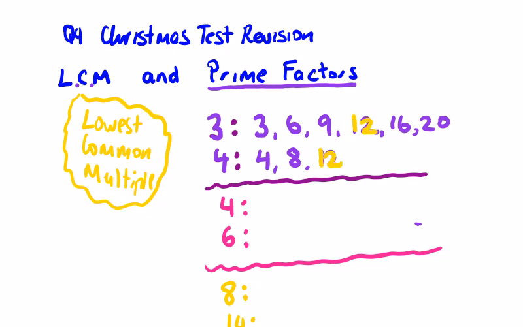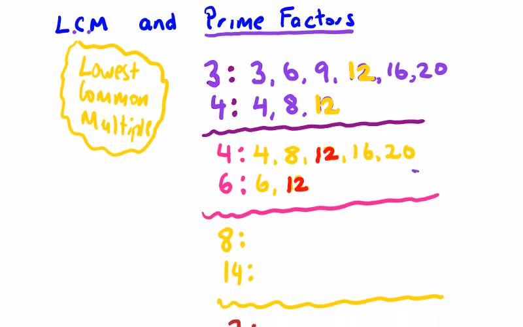Similarly with 4 and 6, if we write out 4, 8, 12, 16, 20. Is that enough? Let's see. 6, 12. It is. You can see straight away 4 and 6 both divide into 12. Ones on the exam might take a bit longer to get to, but these are the same examples.